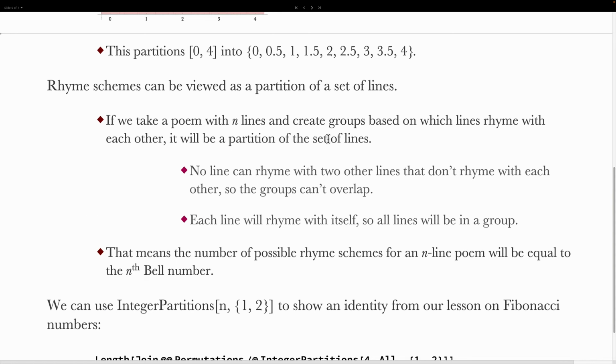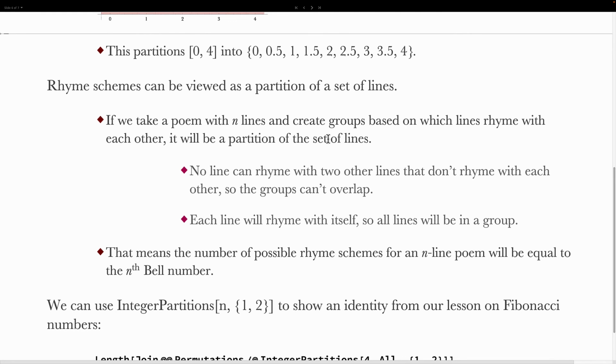Anyway, moving on to partitions of sets, we can use them to analyze rhyme schemes. If we take a poem with n lines and create groups based on which lines rhyme with each other, it will end up being a partition of the set of lines. You see, no given line can rhyme with two other lines that don't rhyme with each other, so the groups can't overlap. Along with that, each line will rhyme with itself, so all lines will be in a group and no group will have no lines.